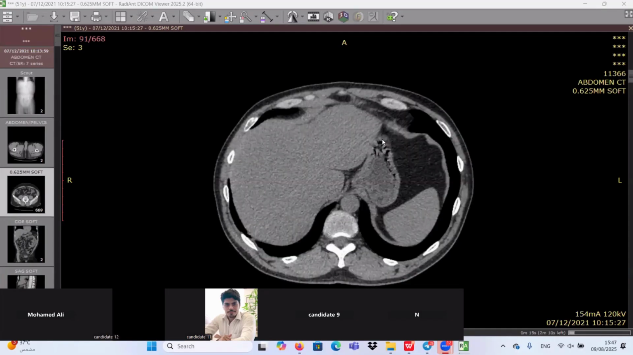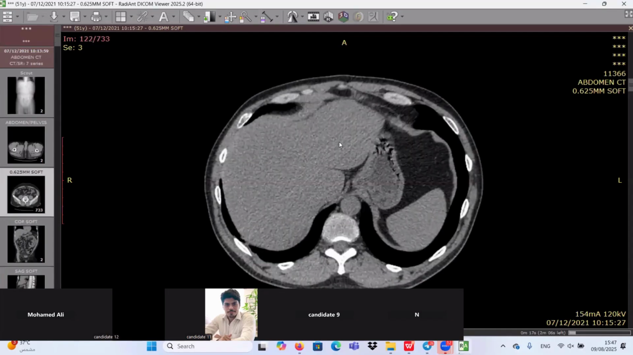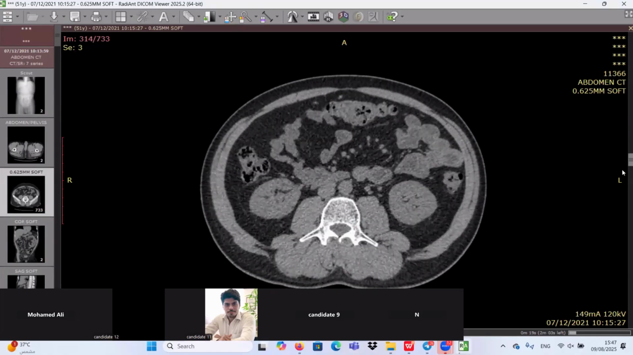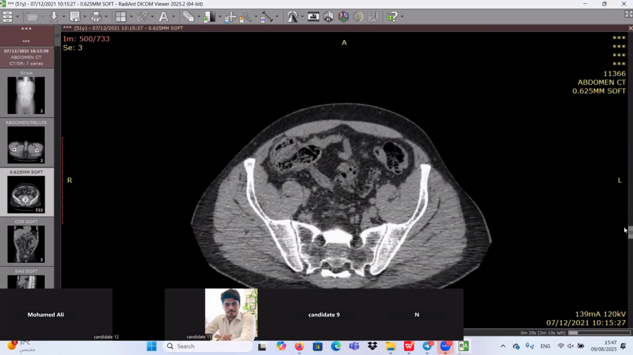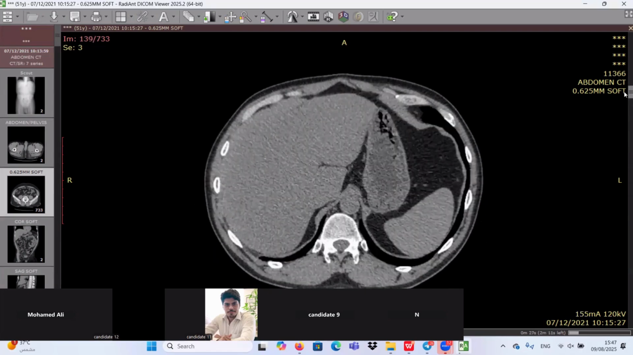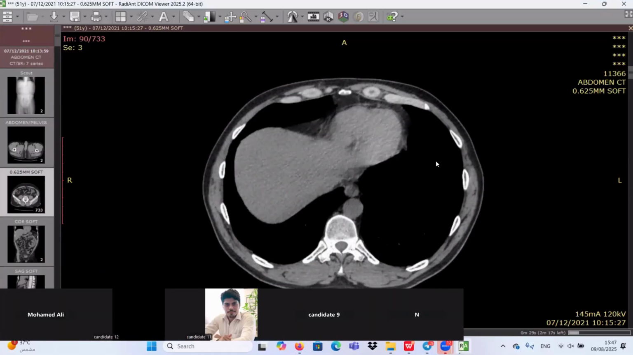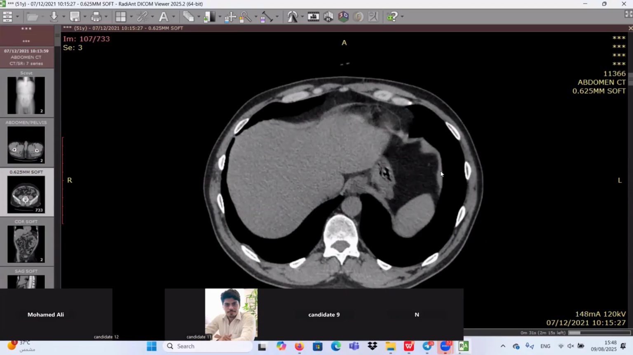Case number 12. Yes, sir. We have this case: a 45-year-old complaining of acute abdominal pain. Do you want to scroll? No, sir, please scroll.